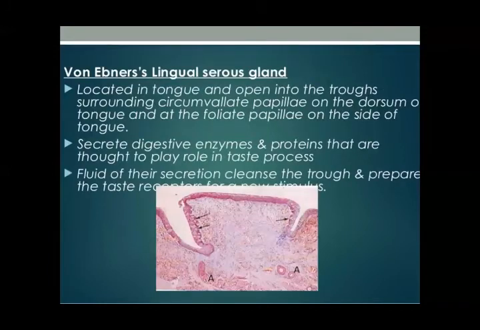Von Ebner's lingual serous glands are located in the tongue and open into the trenches surrounding the circumvallate papillae on the dorsum of the tongue and at the foliate papillae on the side of the tongue. They secrete digestive enzymes and proteins thought to play a role in the taste process. Flow of their secretions cleans the taste buds and prepares them for new taste stimuli.